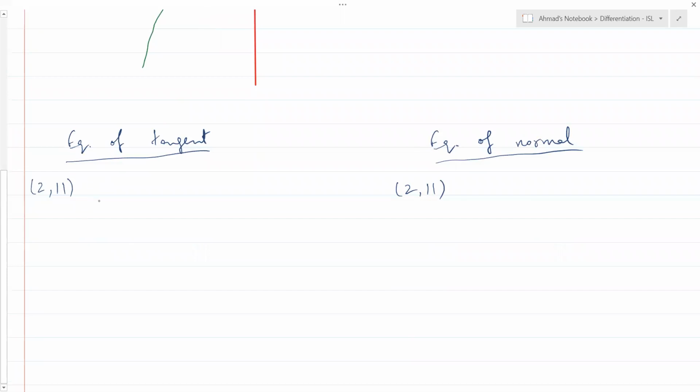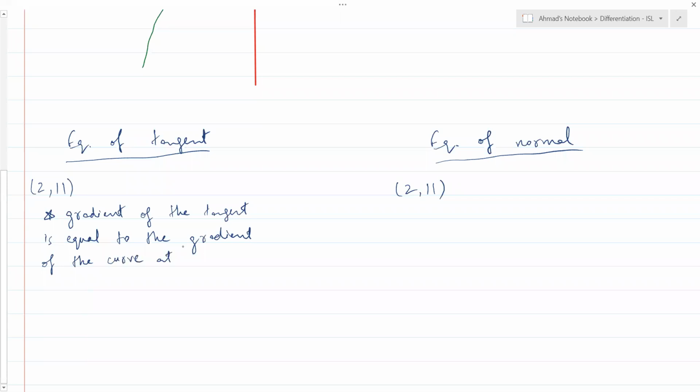Equation of tangent. तो यहाँ पे हम क्या कहेंगे? Gradient of the tangent is equal to the gradient of the curve at that point.